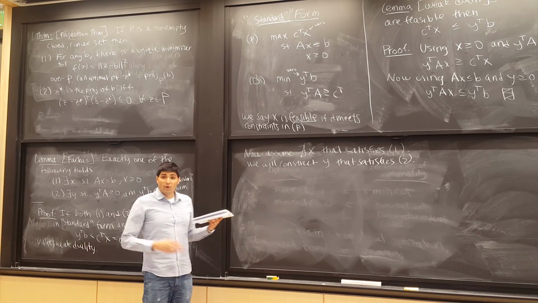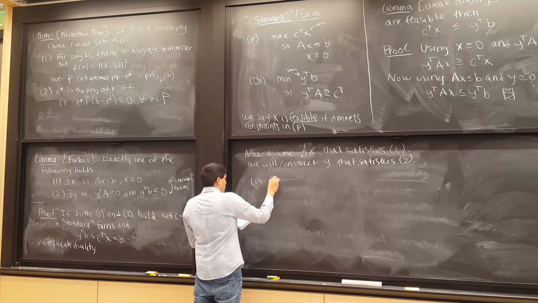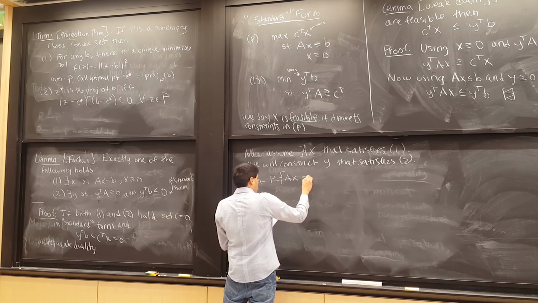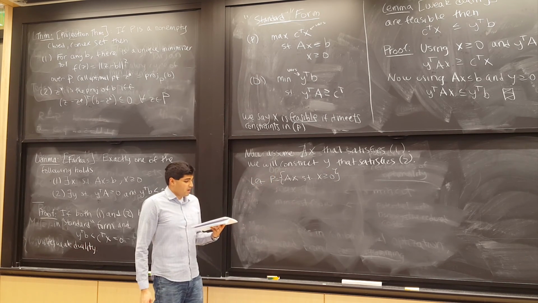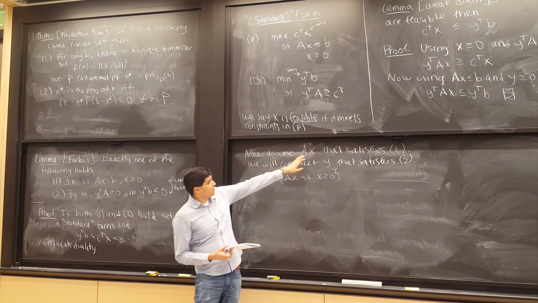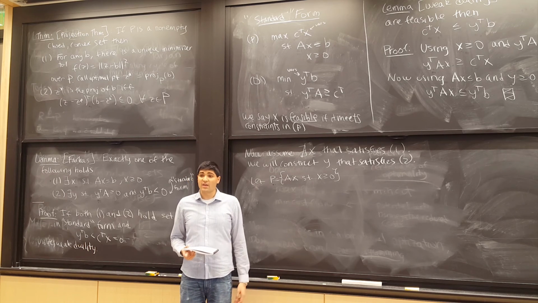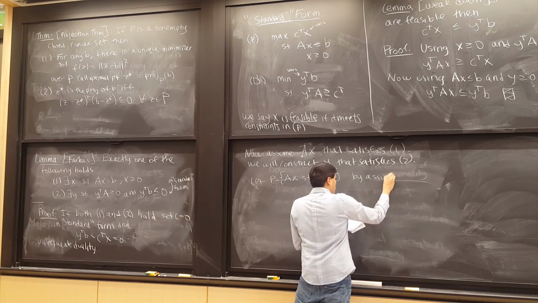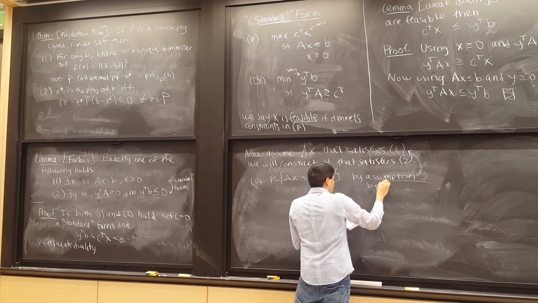So now that we know that both 1 and 2 can't hold simultaneously, what we're going to do is let P be the set of A times X's that we get when we multiply by something non-negative. Now, I claim that if there is no X that satisfies 1, we can say something about whether or not B is in the set. So what is it? It's not. By this assumption, we know that B is not in the set.